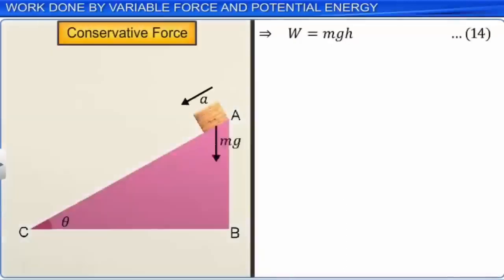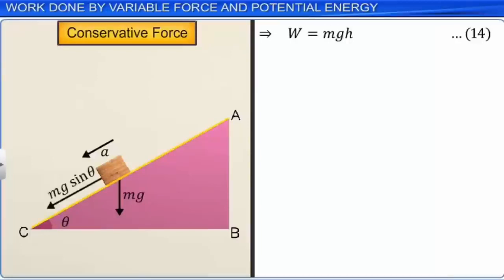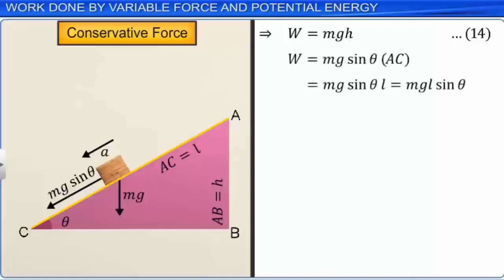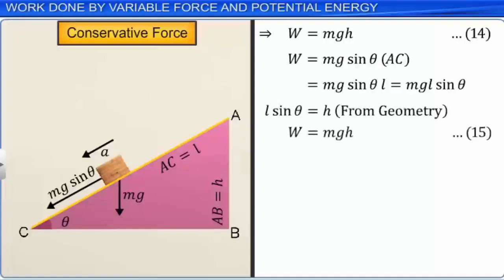When the same box slides down the smooth inclined plane at an inclination of theta with the horizontal, the force acting down along the incline is mg sine theta. The distance travelled by the box is L, and hence the work done by gravity on it is denoted by the expression W = mg sine theta × L. On simplifying, we get work done as mgh, as shown in expression 15.